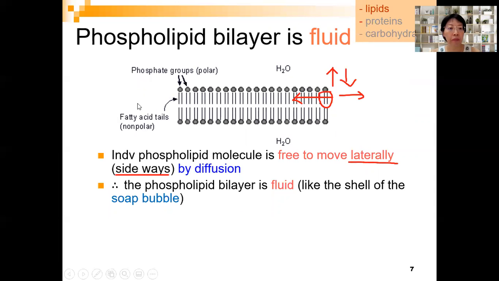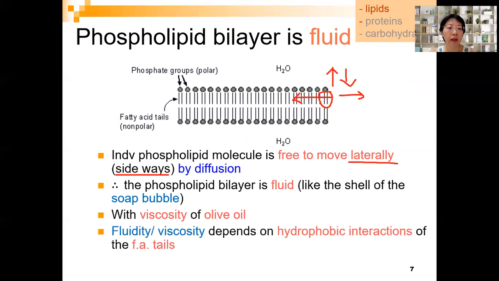So you can imagine it like this, but the viscosity of this fluid is like olive oil. Now, olive oil is quite viscous. Viscous means very thick. It's not so watery. So it's quite thick, okay? So our membrane, even though it's liquid, is quite viscous. It's slow to move. It's sticky, okay?